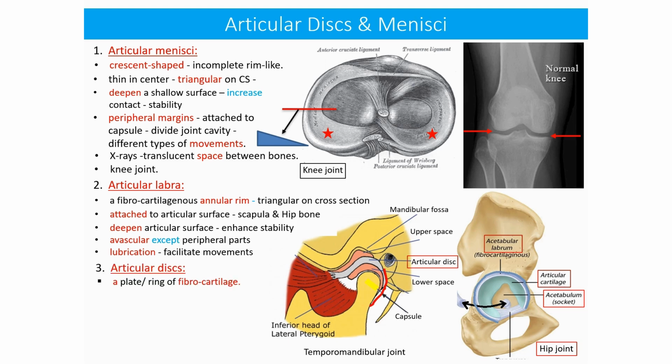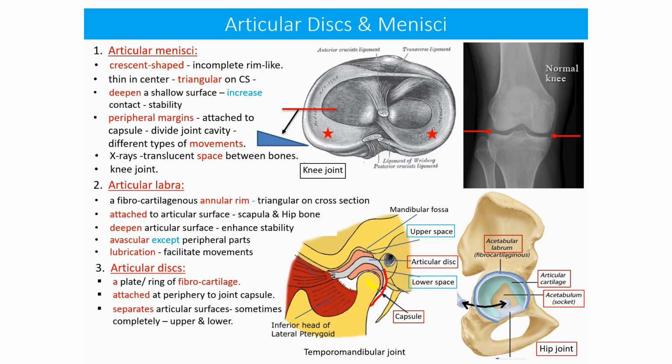Number three, articular discs. These are plates or rings of fibrocartilage which are attached at the periphery to the joint capsule and separate the articular surfaces, sometimes completely, into upper and lower joint spaces. Hence, they serve to adapt articular surfaces. These are seen in the temporomandibular and sternoclavicular joints.